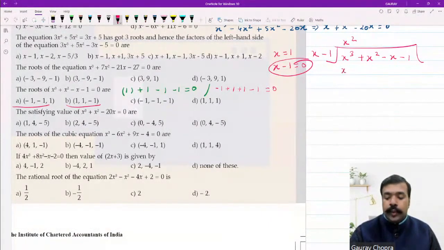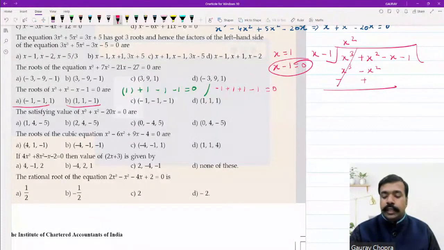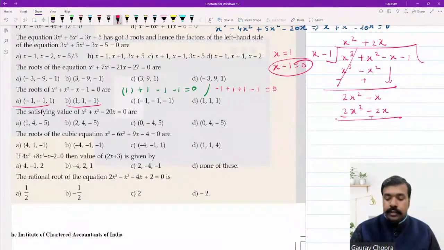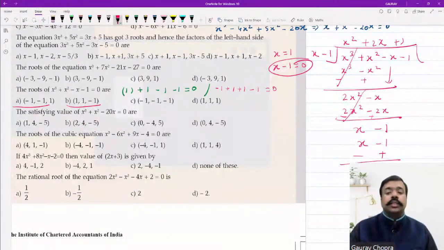So let us do it with x square. It will become x cube and minus x square. Change the sign. X cube gets cancelled. So 2x square and then minus x. Again, we have to cancel the 2x square, so we use 2x. So 2x square minus 2x. Change the sign. So we get x and then minus 1. So already x minus 1 is there, we have to use plus 1. Change the sign, and the remainder is again 0.